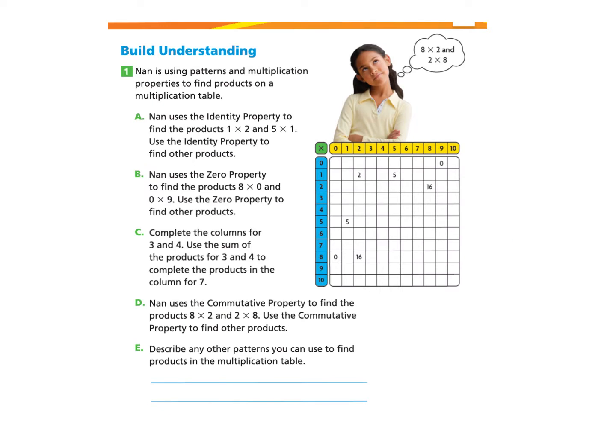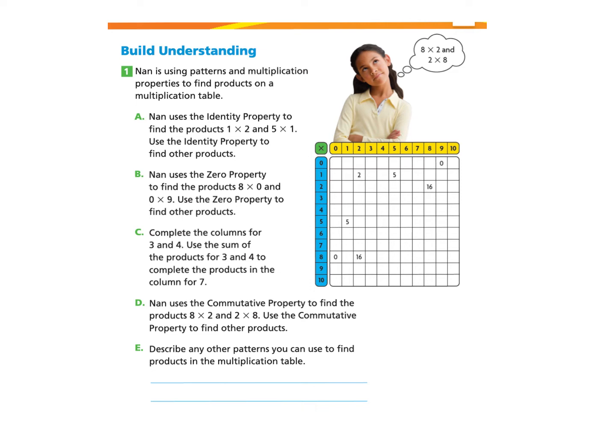Please gather your workbook and a pencil and turn to page 108. You can pause if you need. We will begin under Build Understanding, Problem 1. Nan is using patterns and multiplication properties to find products on a multiplication table. So we have quite a bit of work that we need to do.